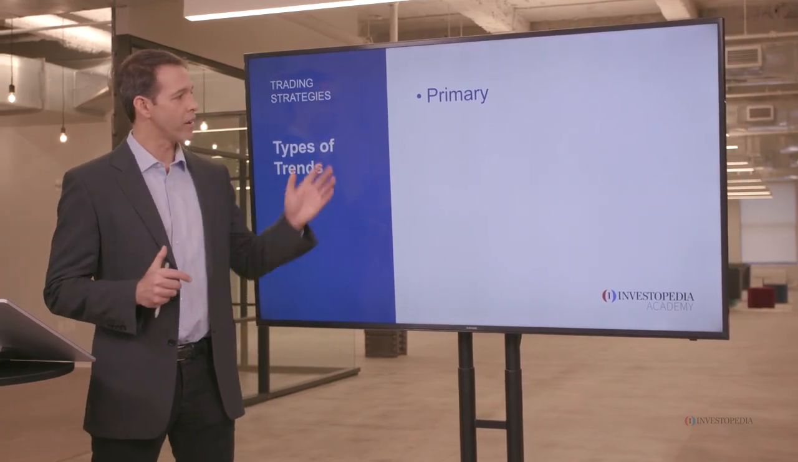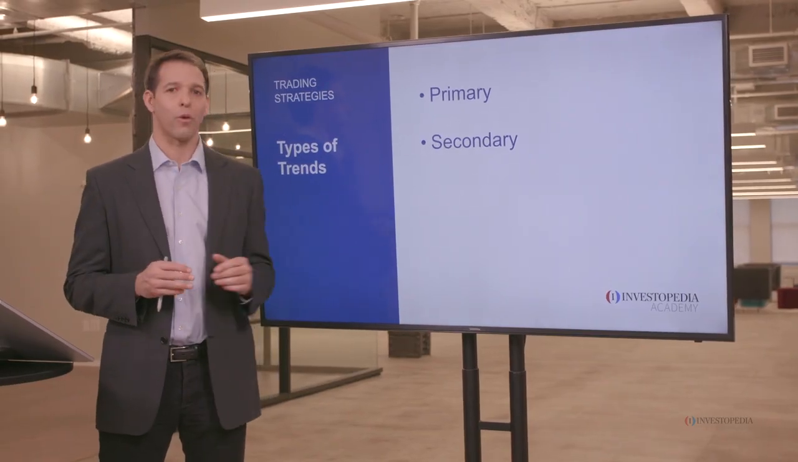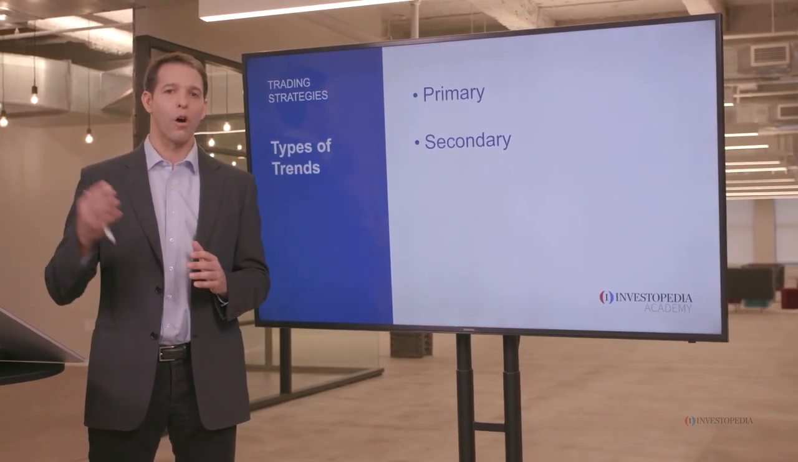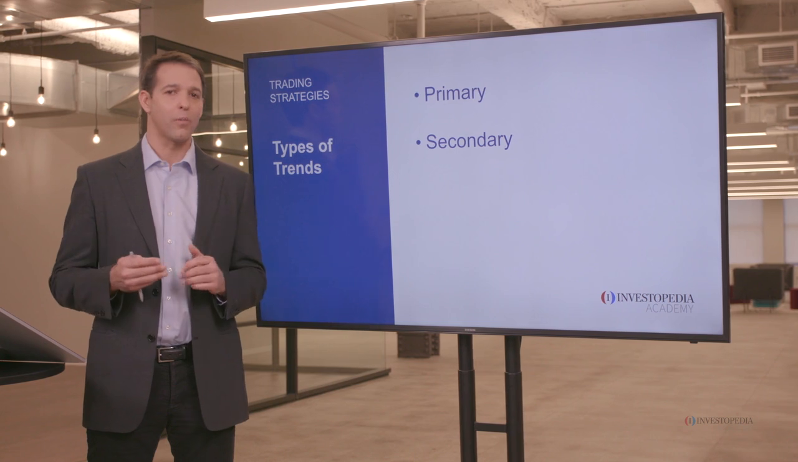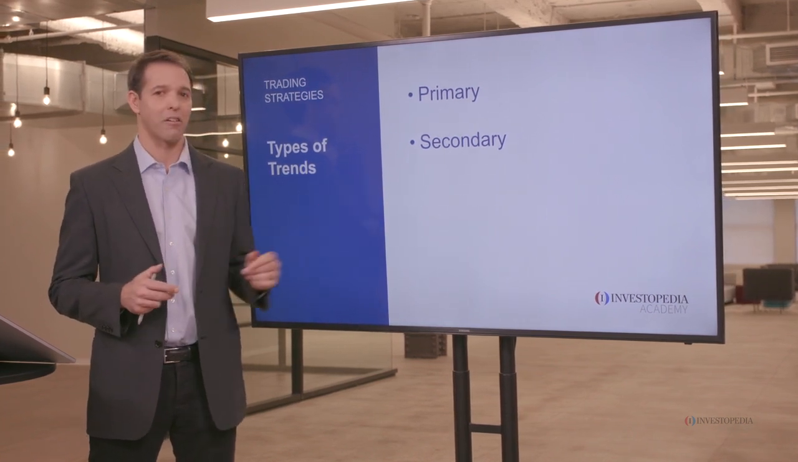The second type of trend are the secondary trends. And this can be a counter trend to the primary trend. So if you have a long bull market, in the middle of it, you might have a 20% pullback that lasts a couple months that signifies a secondary bear market.